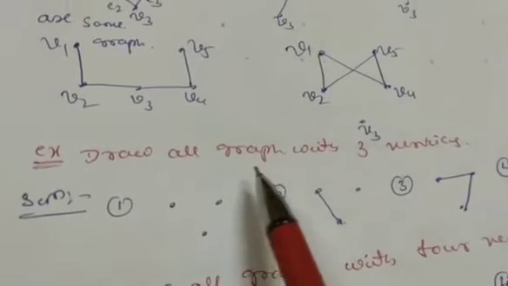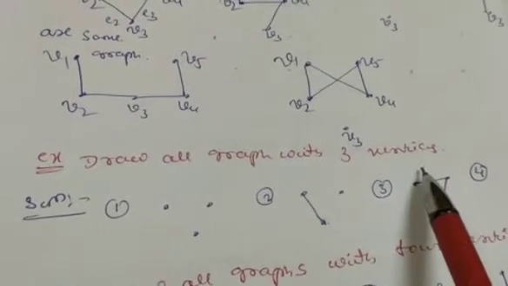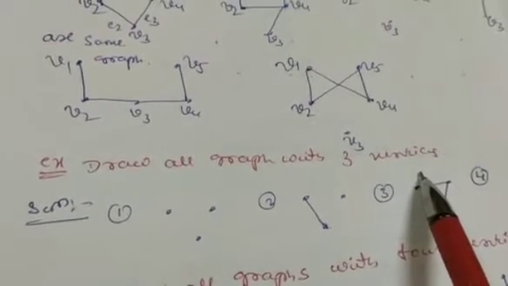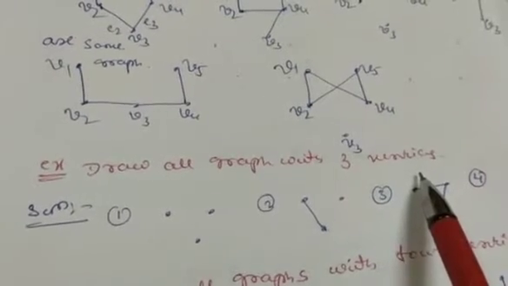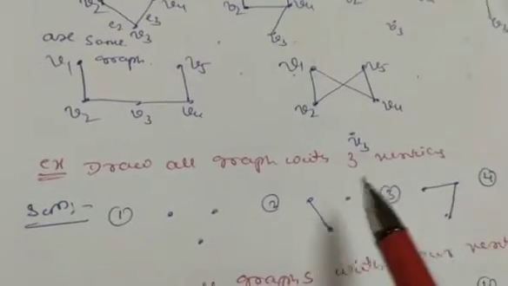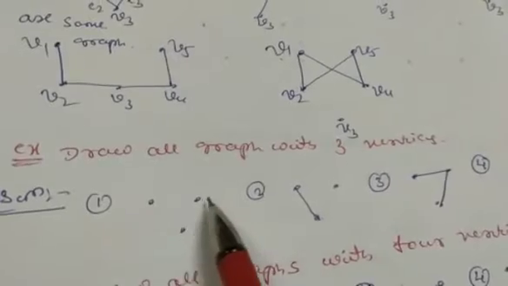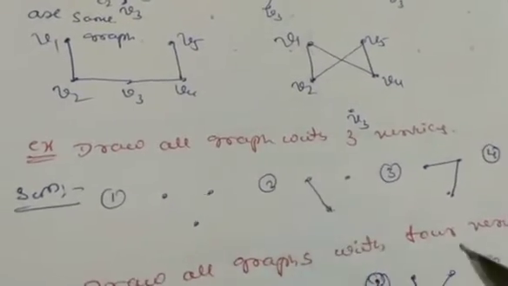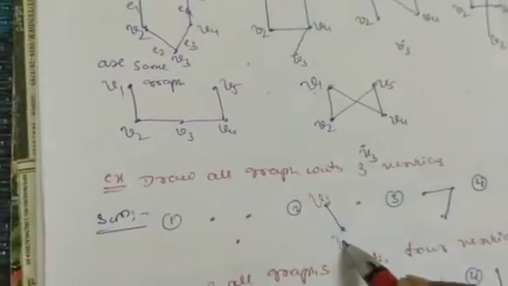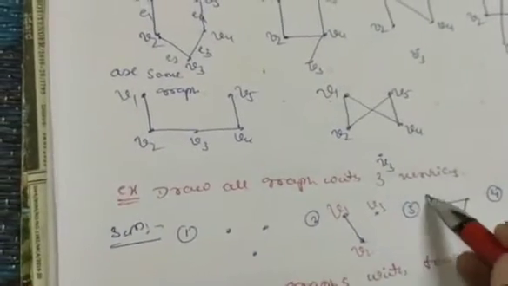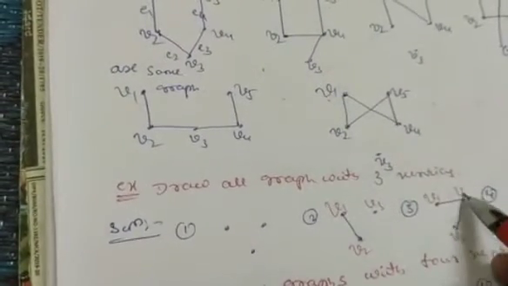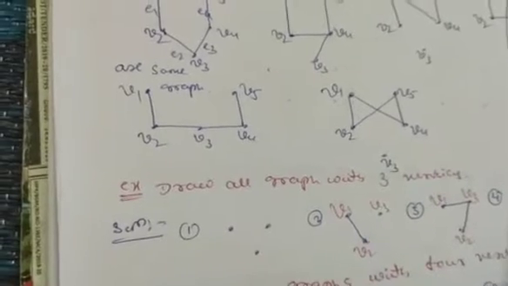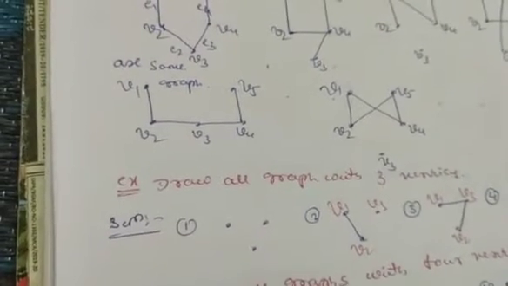Take one more. Draw all graphs with 3 vertices. There is no condition. You just draw a 3 vertices graph, which means it should have 3 vertices and any number of edges here. So we have only 3 vertices like this. You can join these 2 vertices, v1, v2, v3. This is v1, v2, v3 which has 1 edge, which has 2 edges and which has 3 edges here.